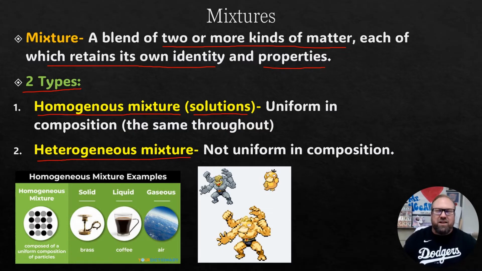Now, in a homogeneous mixture, you have uniform composition throughout. So when we think of a sugar cookie, no matter where you take a bite, all the components are blended evenly. If you bite the top of the cookie or the left or the right, it doesn't matter, you should get the same flavor distribution throughout, because all of the particles that are mixed together are uniformly mixed.